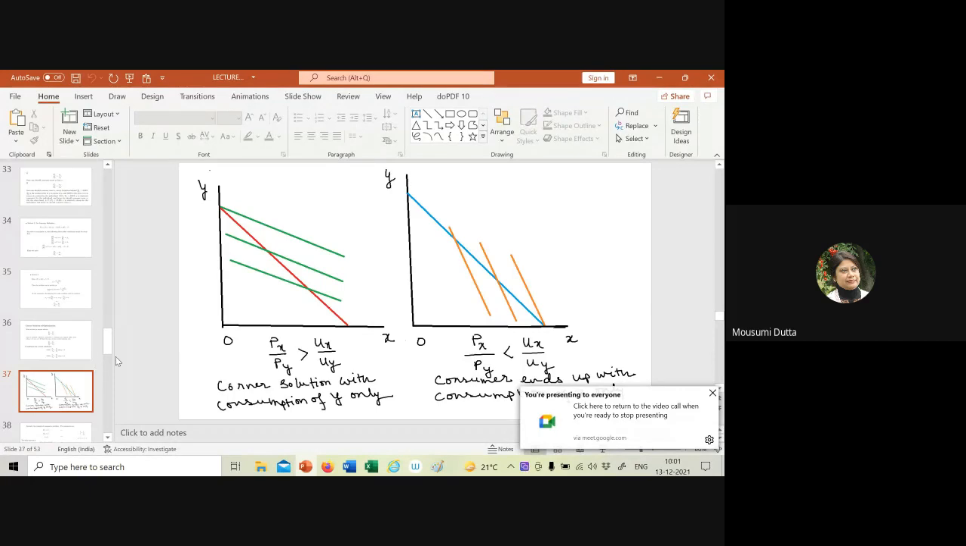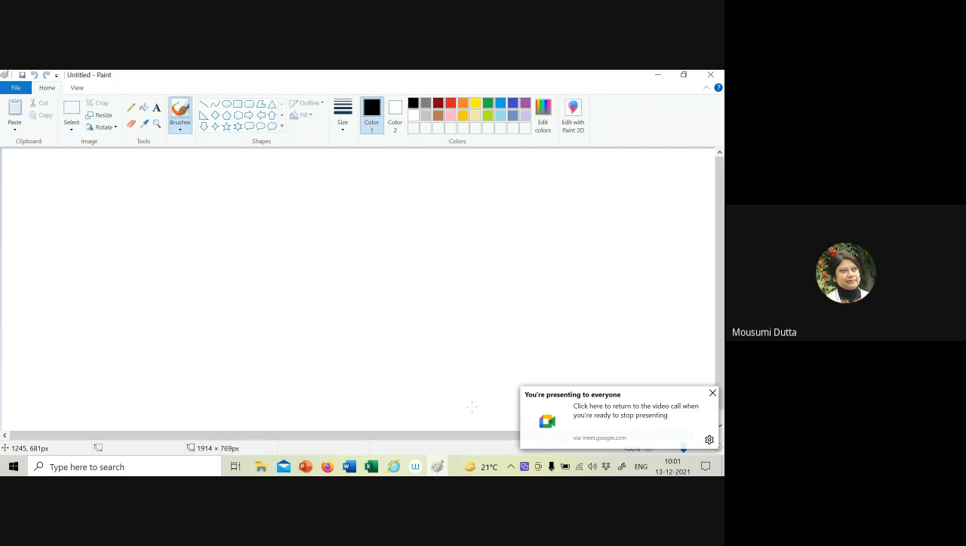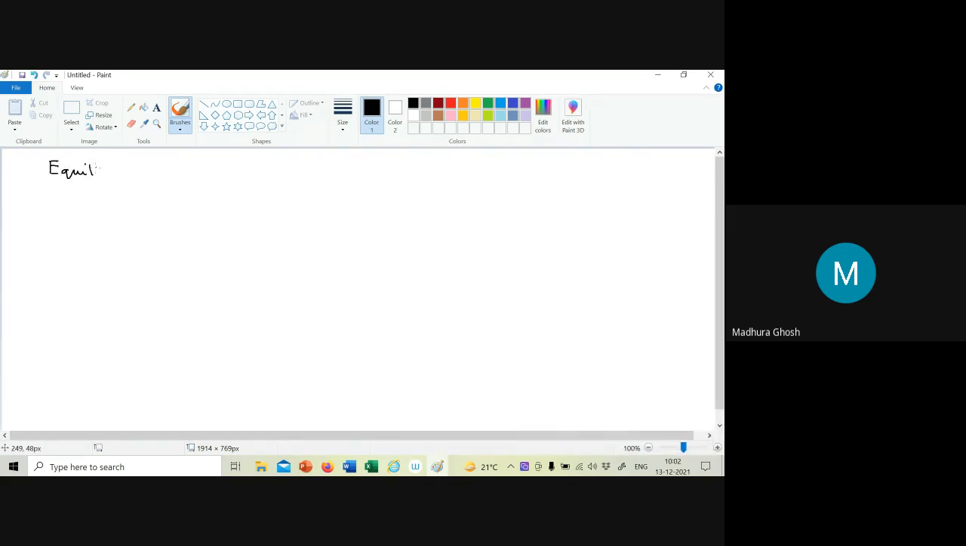So can anyone tell me what is the condition of consumer's equilibrium? Px by Py is equal to Ux by Uy. Very good. MRS xy is equal to Px by Py, or Ux by Uy is equal to Px by Py, whatever.